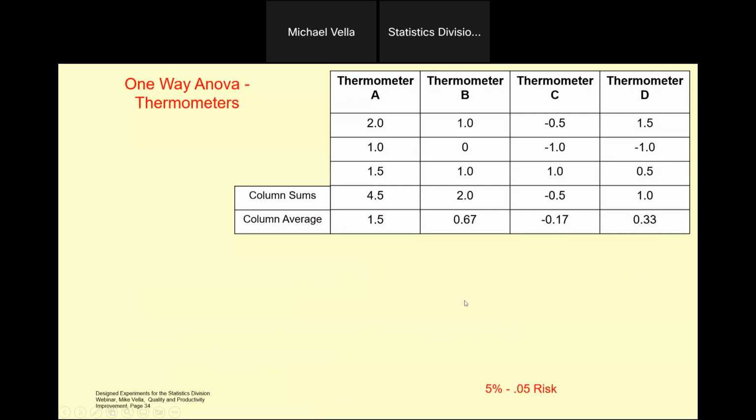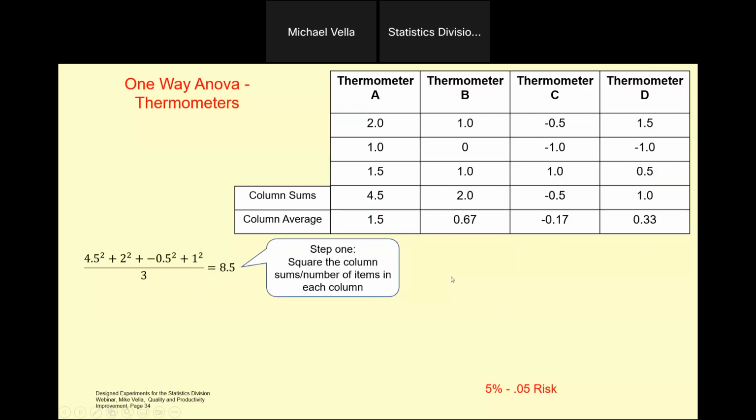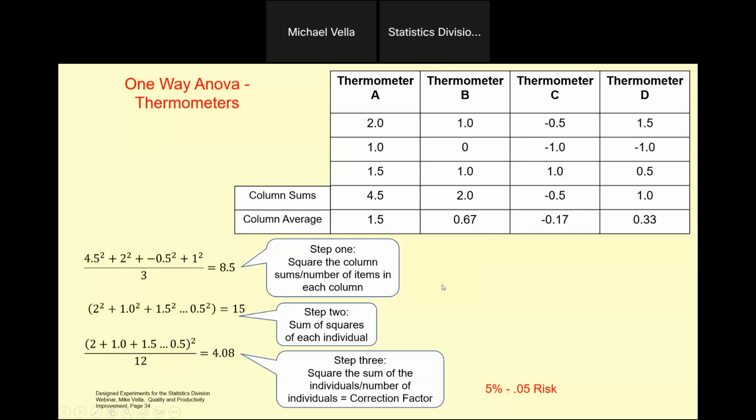Back to our experiment. So if we take our table here, step one that Duncan provides us, these shortcut steps, is the square of the column sums. So 4.5 squared plus 2 squared plus minus 5 squared and 1 squared divided by 3. That becomes 8.5. If you take the individuals and square them, 2 squared, 1 squared, 1.5 squared, and so forth. And step 3, square the sum of individuals divided by the number of individuals. So all the individuals summed and squared divided by 12 individuals. That becomes something called the correction factor.